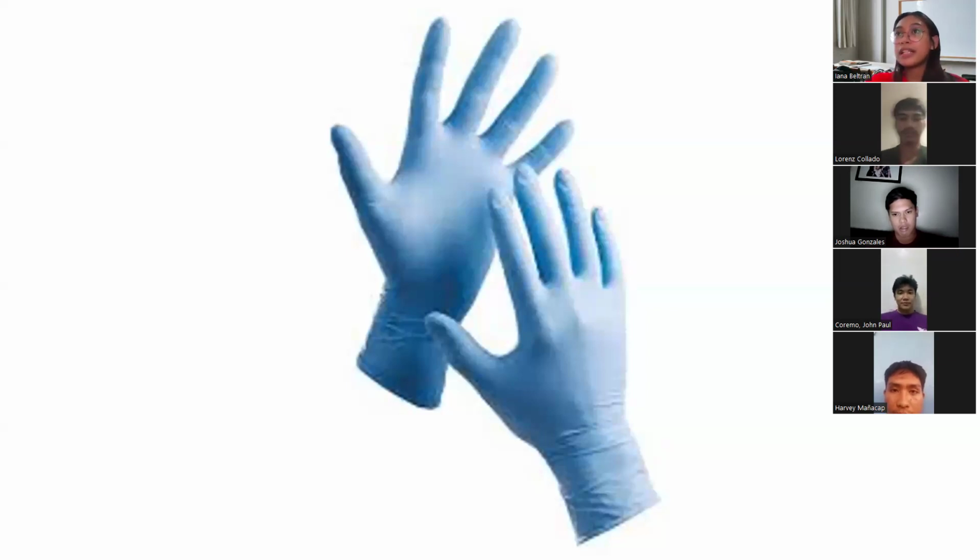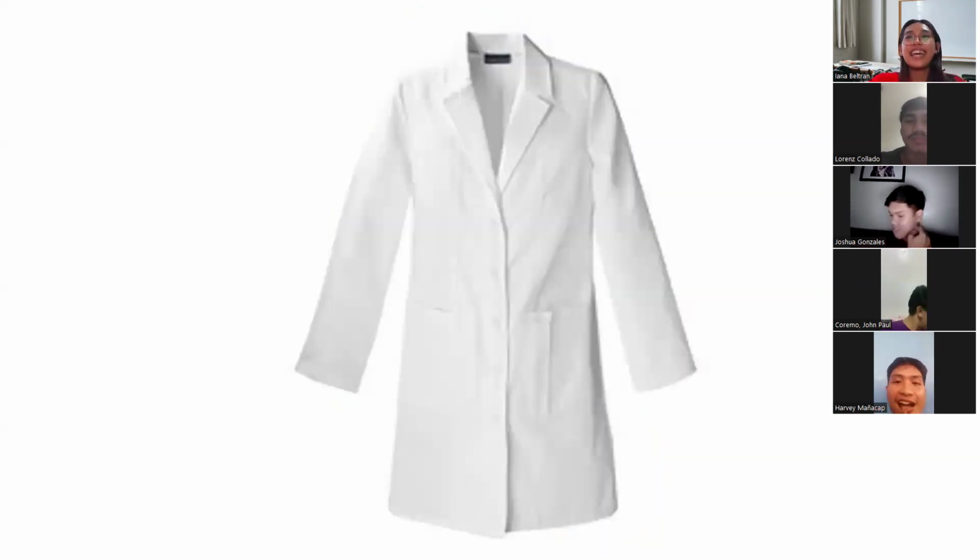So before we start, does anyone know what is in the picture? Do you recognize it? Yes, ma'am. What is it? Gloves. Sterile gloves. Oh, correct. Gloves. Where do we wear gloves? On the hands. Of course, on the hands. Correct.